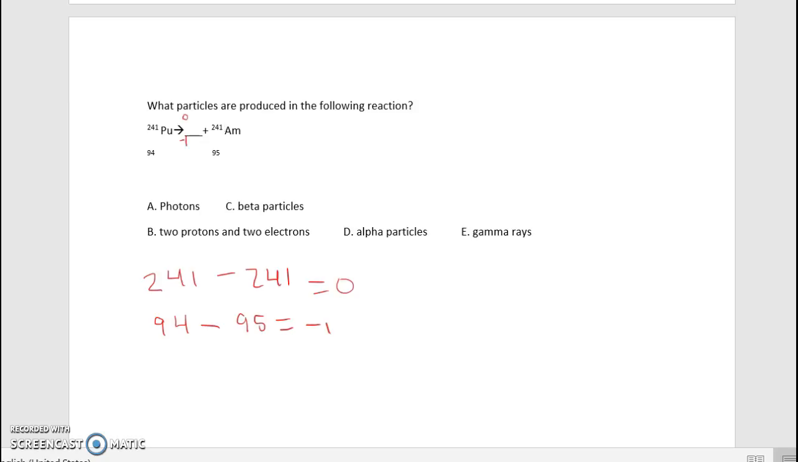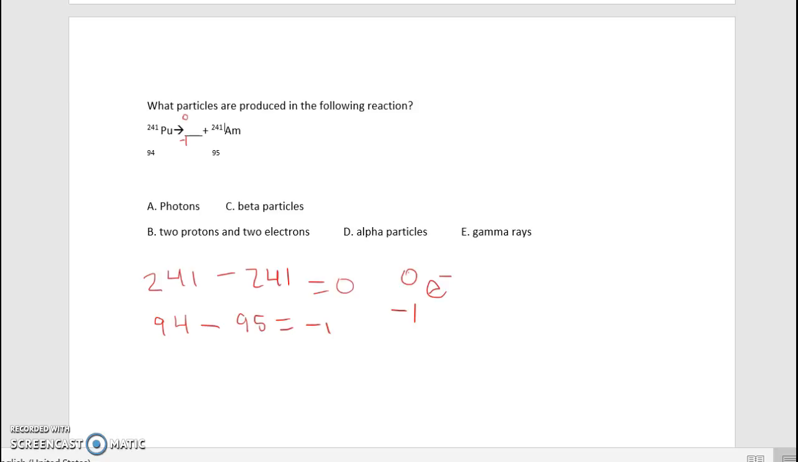And this is telling us that the particle that is going to appear after the reaction of plutonium occurs is going to be something that has little to no atomic mass, and that's why we have a 0 up here, and something that has an atomic number that's -1. And this is basically describing an electron. This is the composition of an electron.